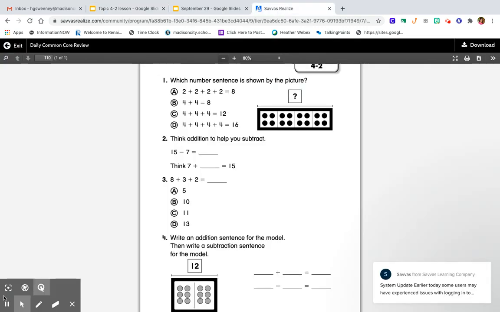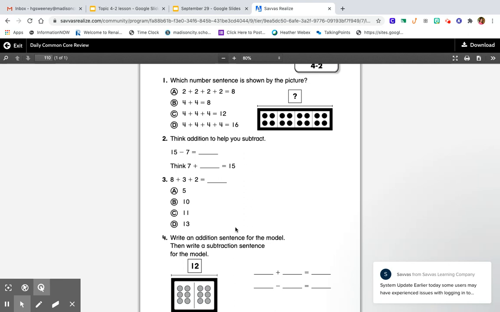Okay, what you're going to be doing are these 4 problems in your math notebook. You can pause the video at this time and complete these 4 problems. When you're done, come back to the video, press play, and then we are going to check it together. So let's get started on number 1. Which number sentence is shown by the picture? Yesterday we talked about arrays, and so we're going to keep building upon that.